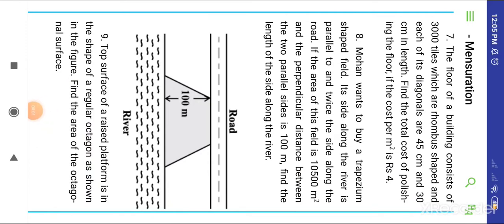The next question is question number 8. The eighth question is: Mohan wants to buy a trapezium shaped field. Its side along the river is parallel to and twice the side along the road. If the area of this field is 10,500 meters square and the perpendicular distance between the two parallel sides is 100 meter, find the length of the side along the river.